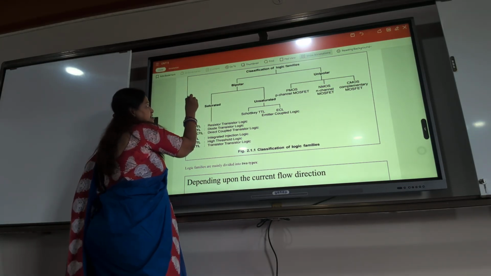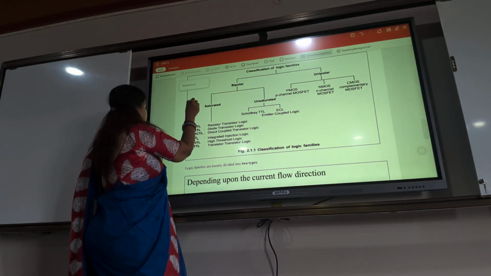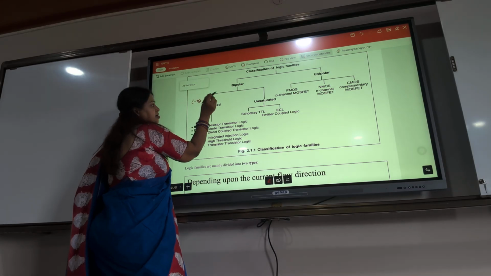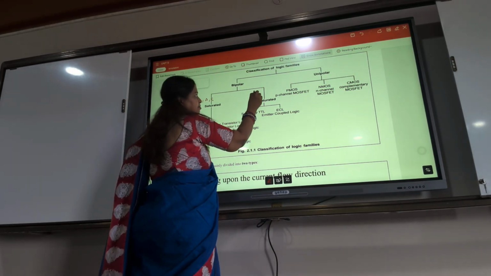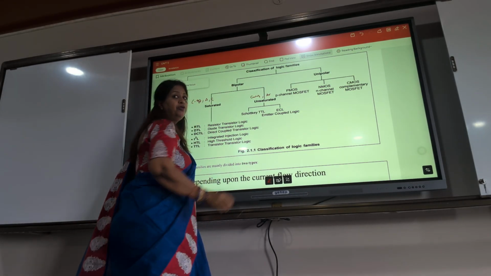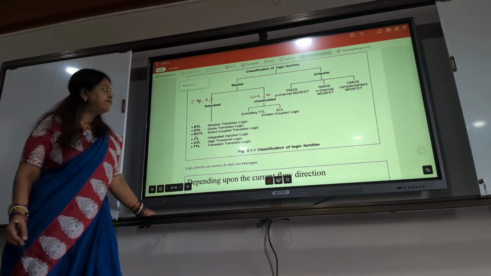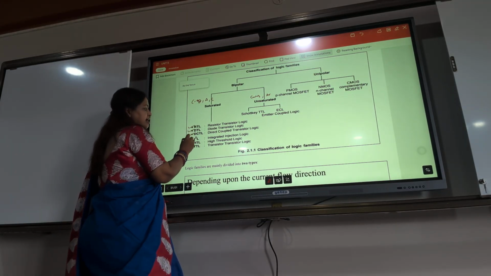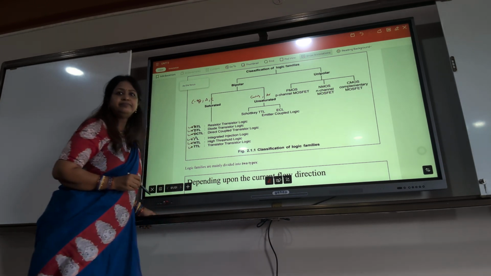Because every transistor goes through cutoff, active, and saturation regions. Unsaturated logic works in cutoff and active, and it will not go to saturation. Based on that, they are divided. So in saturated, we have RTL, DTL, DCTL, I2L, and HTL.